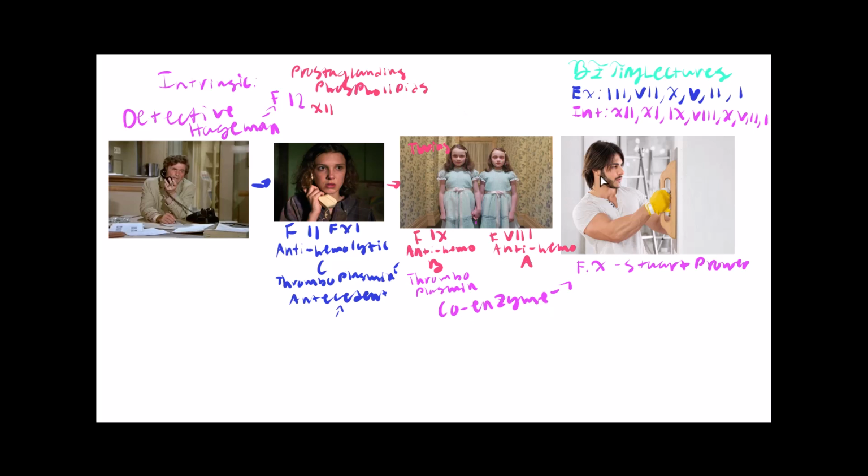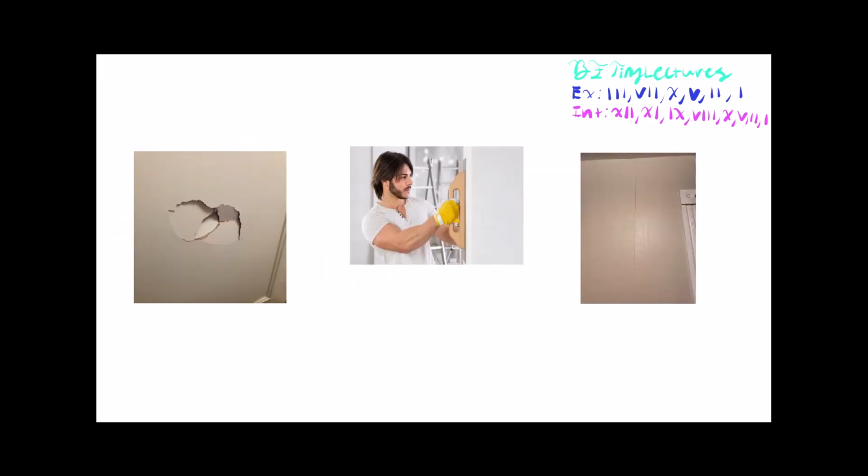And together they go to their dad, Mr. Stuart Prower. He a baddie, he know he a 10. And Mr. Stuart Prower is going to be working on the hole in the wall, being a vein inside the body. And now we'll be talking about the common pathway.